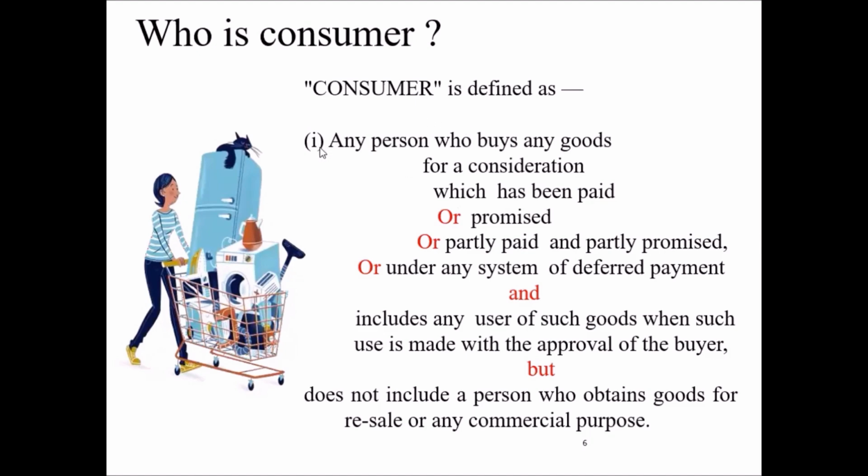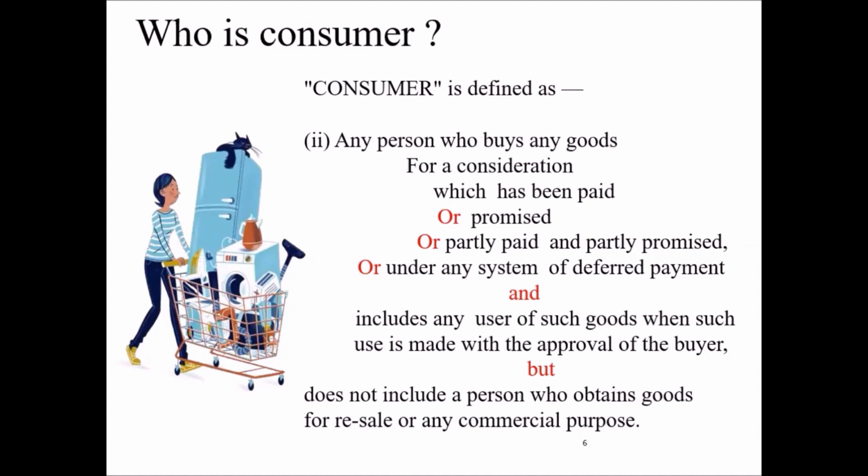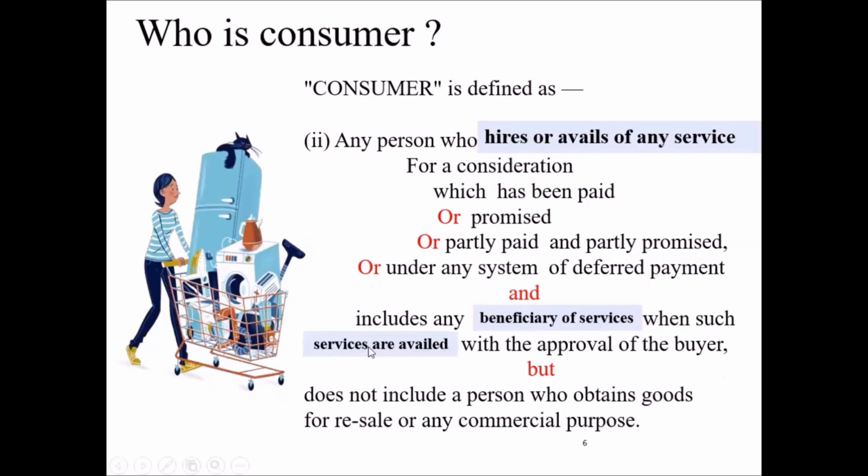Now please remember, this is part 1, but part 2 is also very easy. Any person, so consumer is defined as any person who buys any goods. So I'm replacing buys any goods with hires or avails any service. Then rest will remain same, for a consideration which has been paid or promised, or partly paid and partly promised, or under the system of deferred payment. And with the user of goods, I am replacing it with the user of service. So it will be it, and includes any beneficiary of service when such services are availed with the approval of buyer.